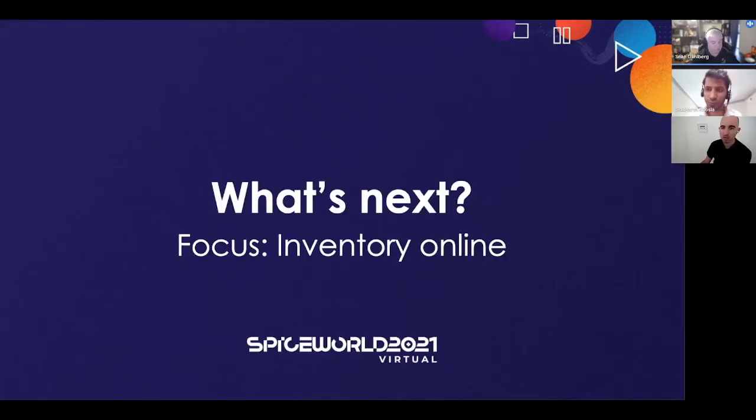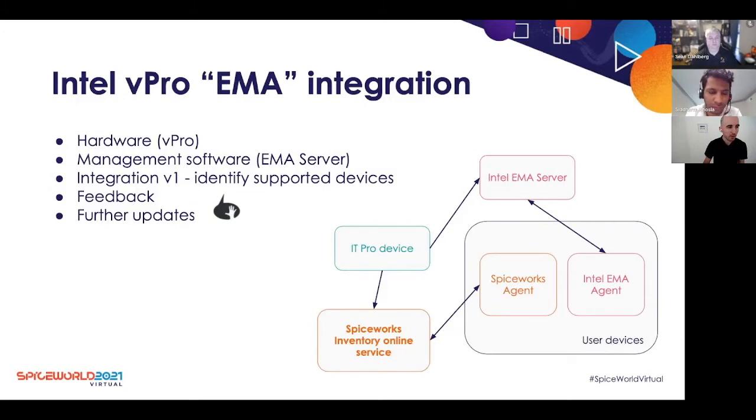While we put a lot of focus on Cloud Help Desk, one of our other primary flagships is Inventory Online. We've spent just a little bit of time over this summer putting in place an integration with EMA, the management kind of dashboard or management interface for vPro technology. Ben, what is Intel EMA? What's that stand for?